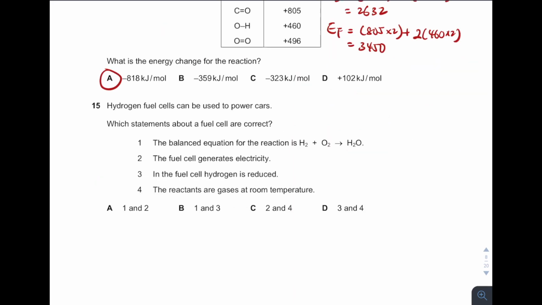Okay, next, see, hydrogen fuel cell. Which statements about a fuel cell are correct? See the balanced equation. It is very obvious that the equation is not balanced. On the left-hand side there are 2 oxygen, on the right-hand side there is only 1 oxygen, so it is not balanced. It is used to produce electricity. Yes, it is. In the fuel cell, hydrogen is reduced. No, it is not. Hydrogen gets oxidized. It gains oxygen to produce H2O, so it undergoes oxidation. So it is incorrect. Reactants are gases at room temperature. Yes, hydrogen is a gas, and oxygen is also a gas. So answer 2 and 4, C.